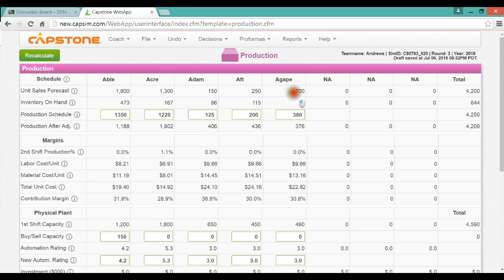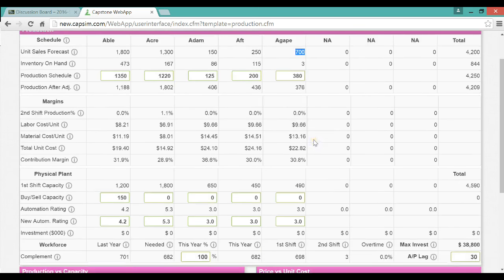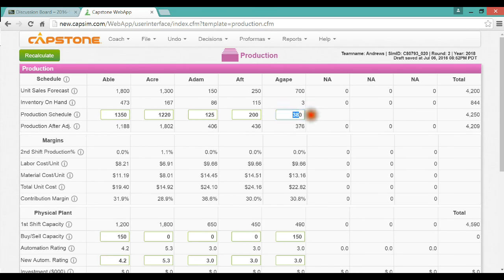And lastly, my sales forecast here is much higher than it was before. So I may want to increase the capacity here, maybe by 150, and I want to also produce more. And you'll see my inventory is quite low, so I'm actually going to change this to above the sales forecast in hopes to get a little bit of inventory in this product segment.